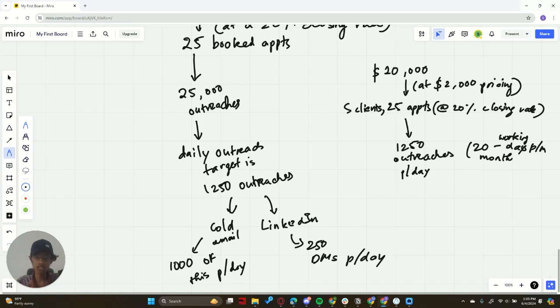This is how I would go about breaking down the math. What I would do is basically prioritize these daily actions, right? The daily action is sending out 1,250 outreaches per day. And I would send out 1,000 cold emails and 250 cold DMs on LinkedIn every single day. I would ensure that this is my first priority, right? I would get this done first thing in the day, and then I would test, iterate, and improve every single day based on the data that I'm getting.